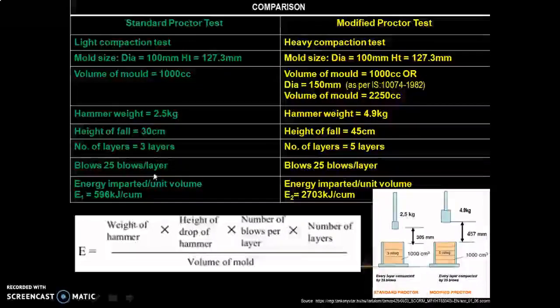Weight of hammer is 2.5. Height of drop of hammer is 30 centimeter. Number of blows per layer is 25 and number of layers is 3, divided by volume of the mold, that is 1000 centimeter cube. If we substitute all these values, we will be able to find out energy imparted, that is the value of E.